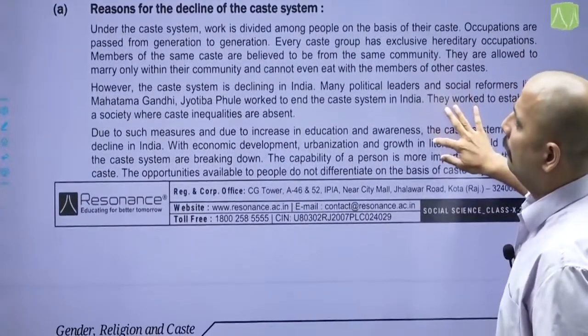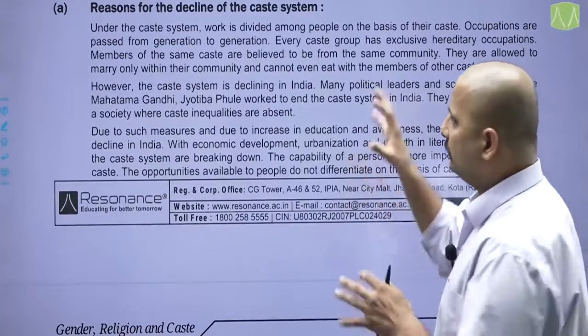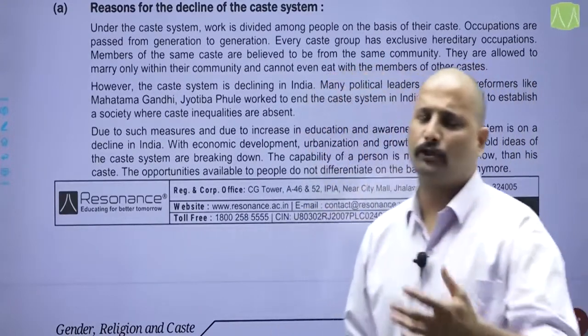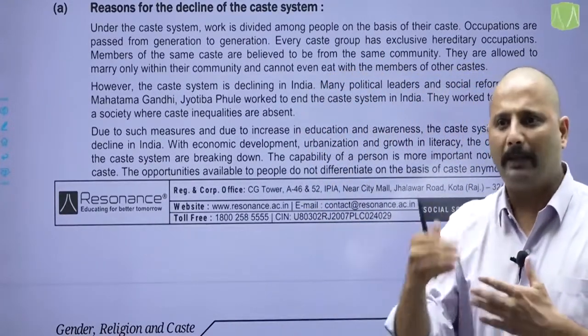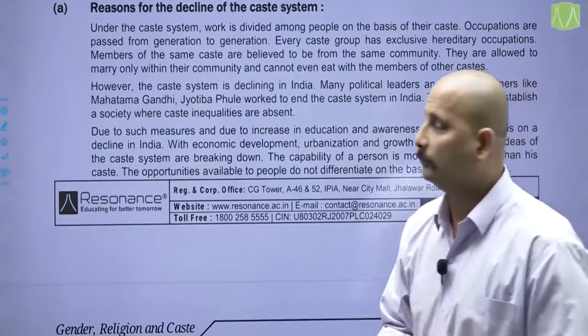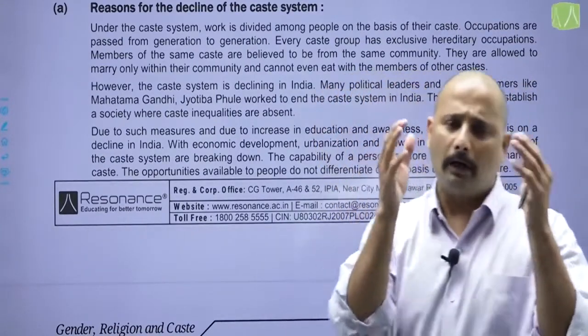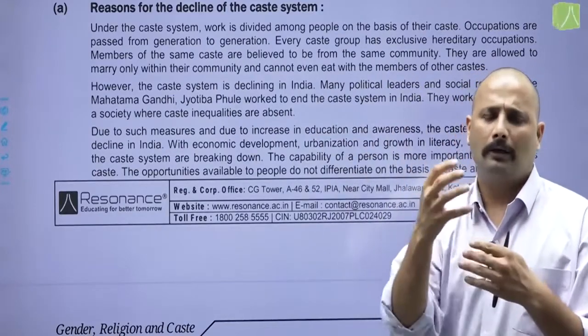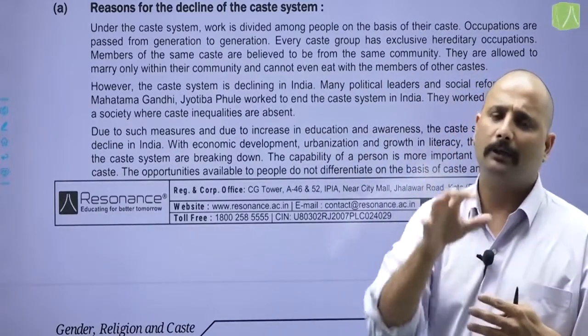Now, what are some of the reasons for the decline of the caste system? Urbanization, people climbing up the social ladder because of the employment opportunities they have received, and abolition of the zamindari system and all such things are responsible for the decline of the caste system.